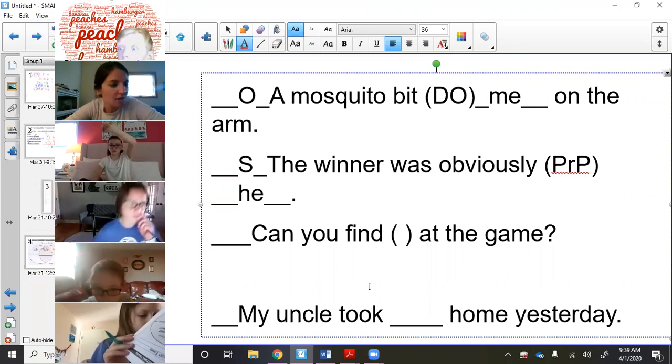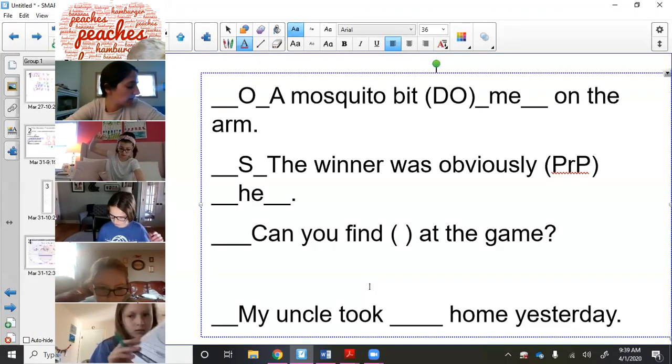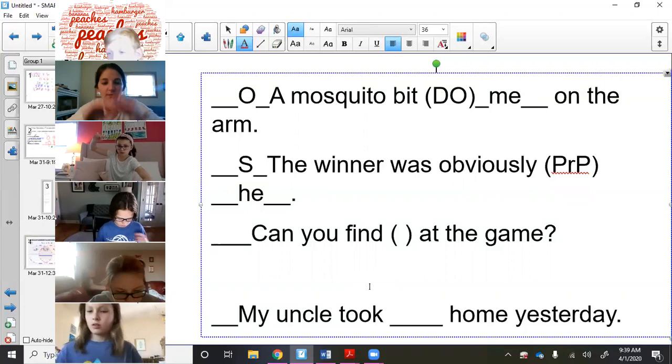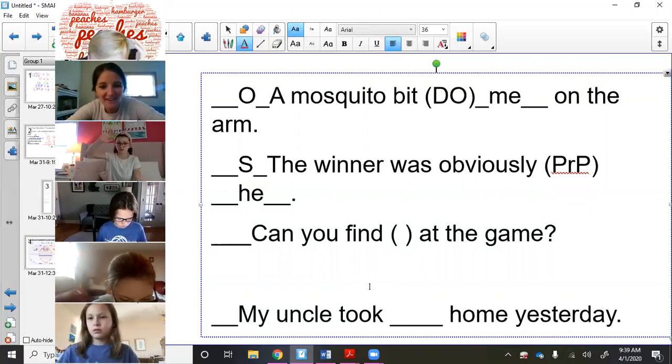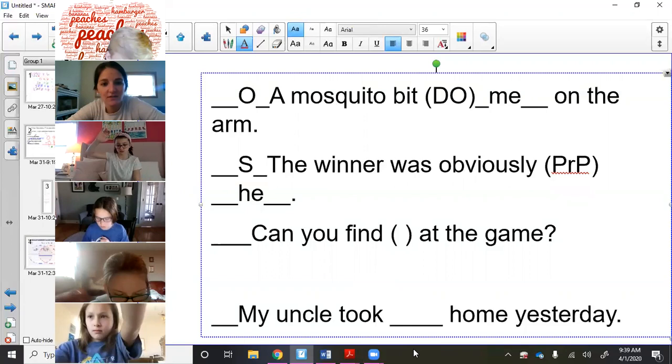So looking at this one, Jeanette, we're on the back of page 50, classroom practice 53. All right, so number 3. Can you show me an objective or subjective? What do we think? Can you show me?